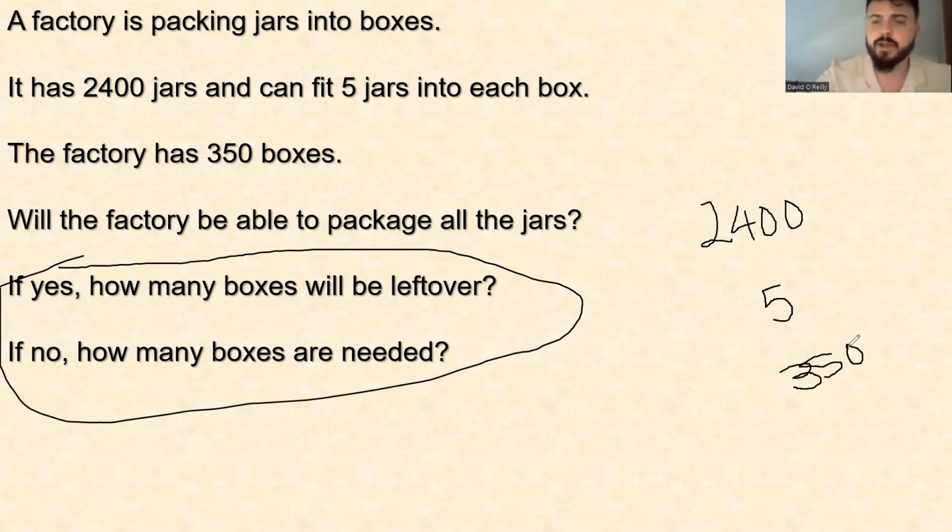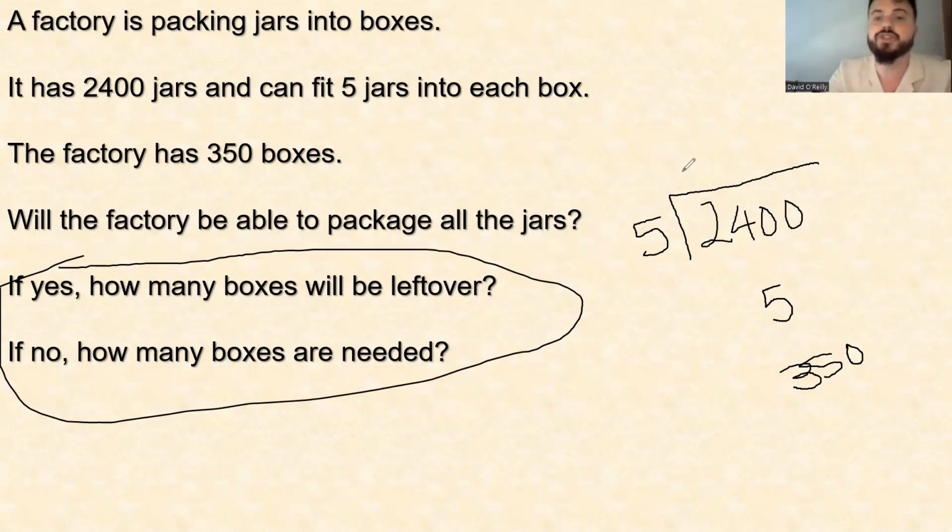Well, what I need to do is get my number of jars, which is 2,400, and divide it by 5. Because think about it, I'm grouping these jars into 5. I'm putting 5 in a box, 5 in another box, 5 in another box, and I need to know how many groups I've got, how many boxes I've got. Okay, so let's first divide 2,400 by 5.